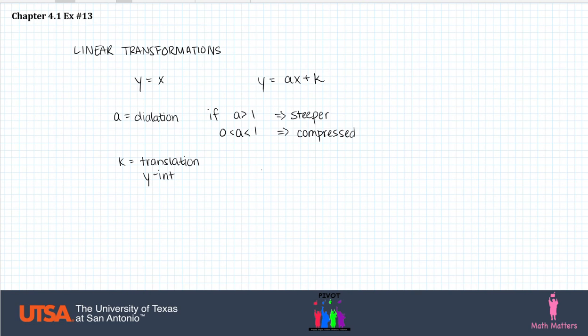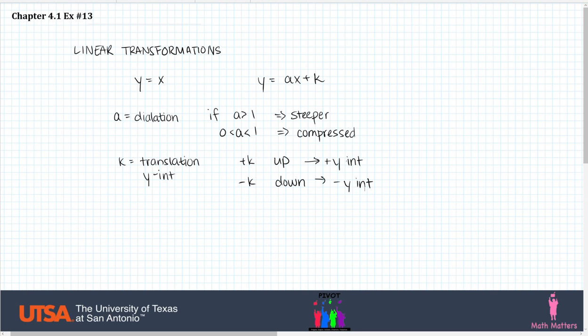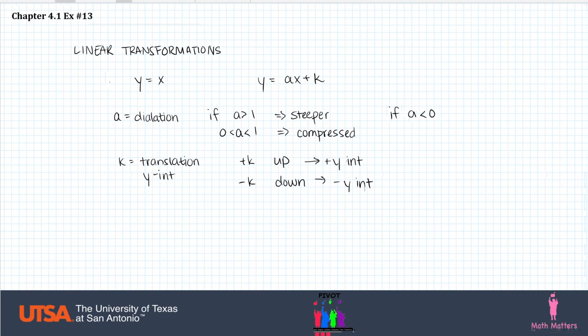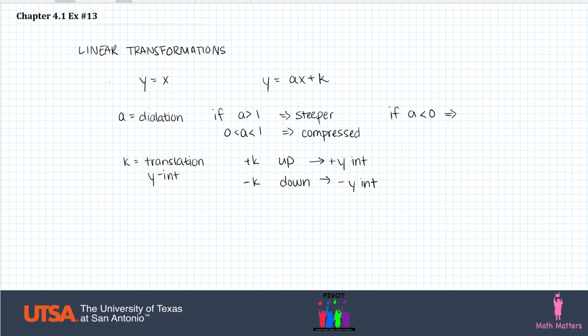And then if k is positive, then we go up. If k is negative, then we go down. It's a positive y-intercept, and this would give us a negative y-intercept. And one more thing to note would be if a is negative, less than 0, then the graph is going to go downward instead of the usual upward slope.